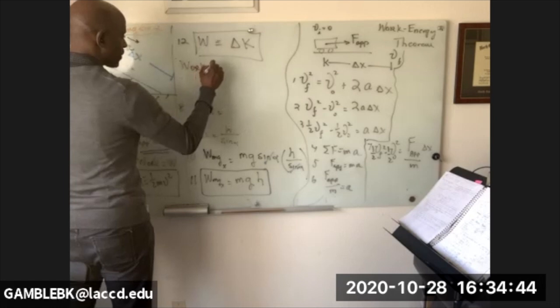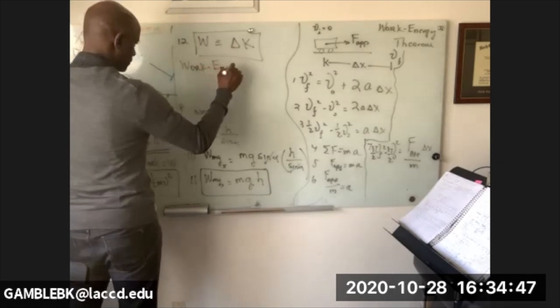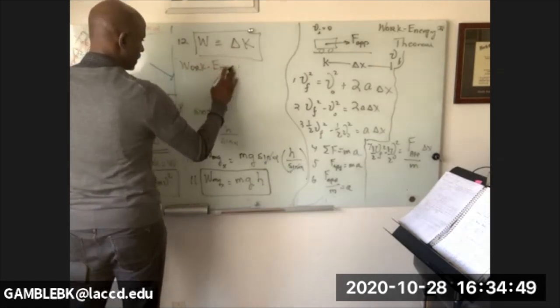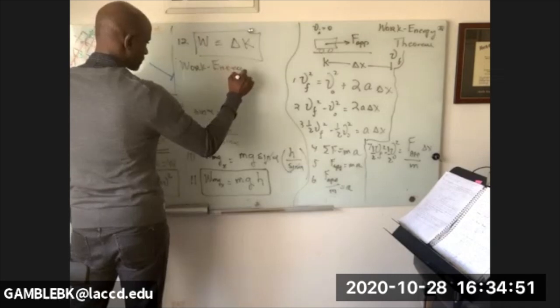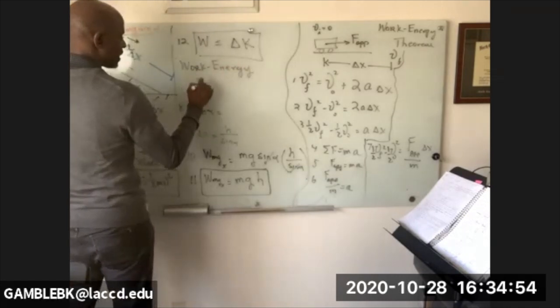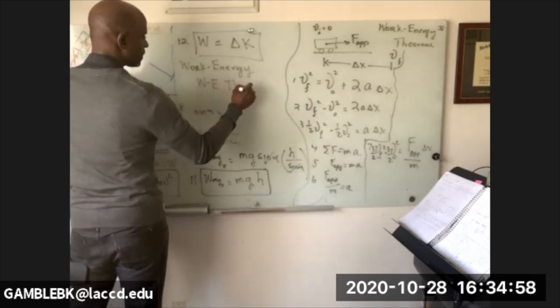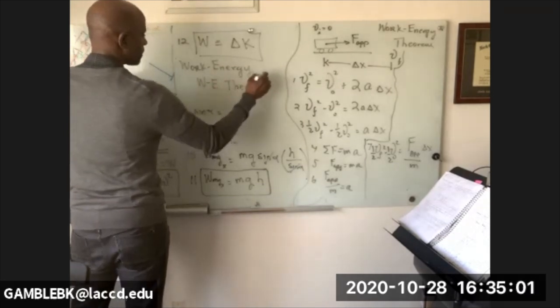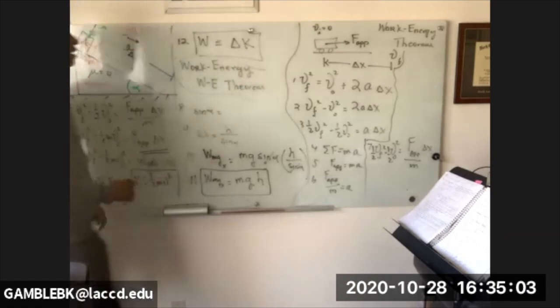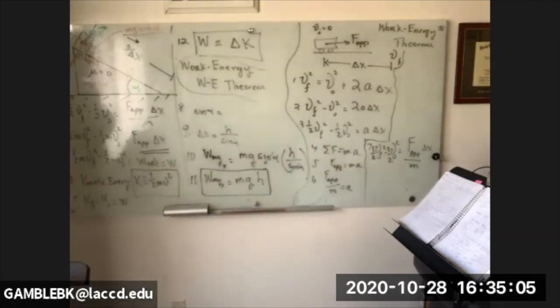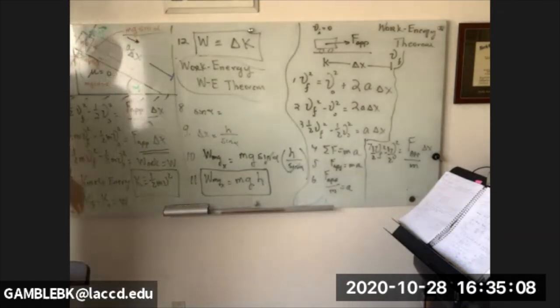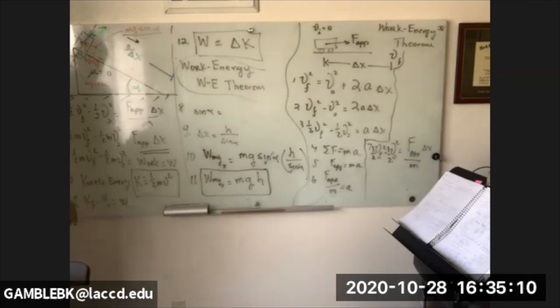It's usually written with a hyphen. Or usually it's written abbreviated, work dash E theorem. Work energy theorem. So it's a way of using work to figure out stuff like the velocity of an object, the final velocity of an object, as opposed to going strictly with Newton's laws.